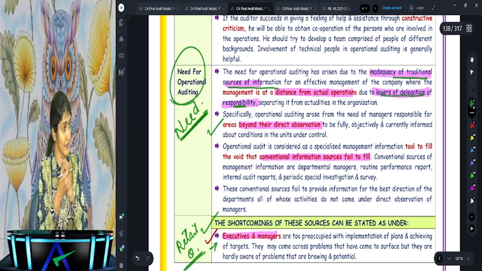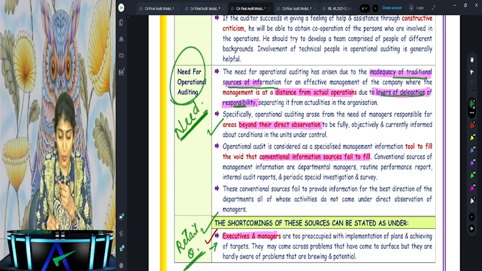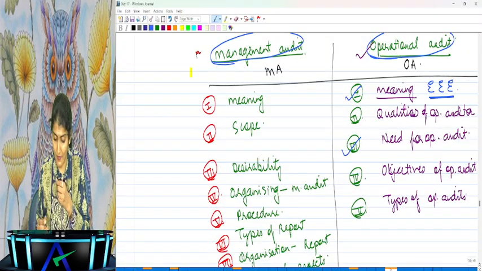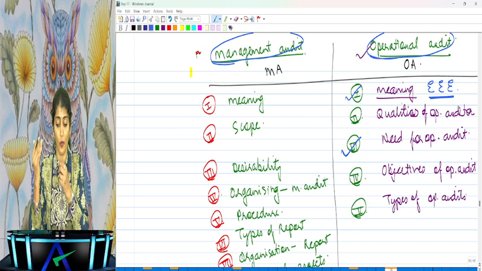Are you able to understand this, everyone? The need for the operational audit, right? So have we discussed this one question? One, the meaning, and second, the need for the operational audit, right?